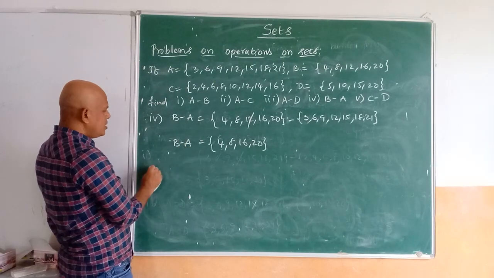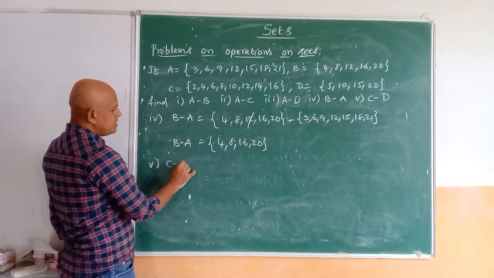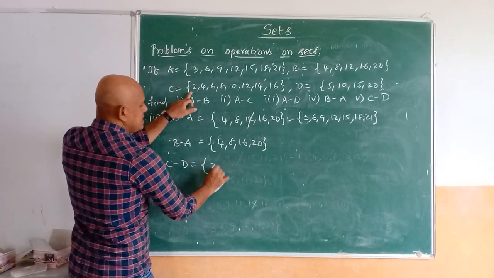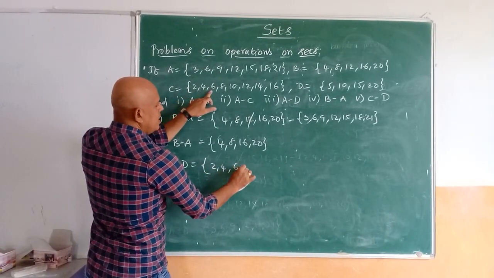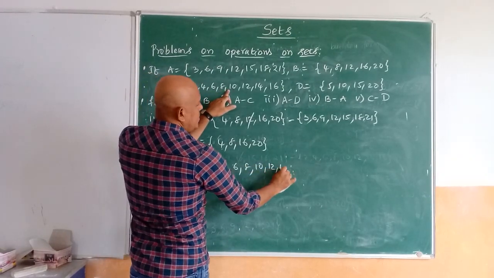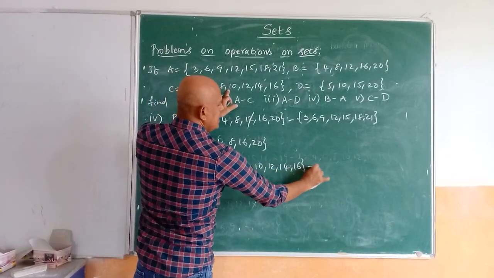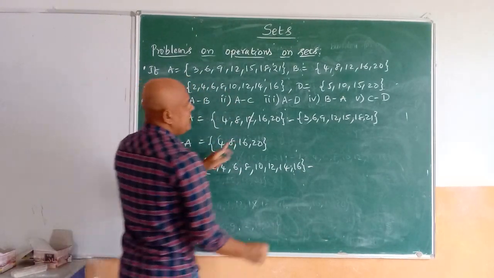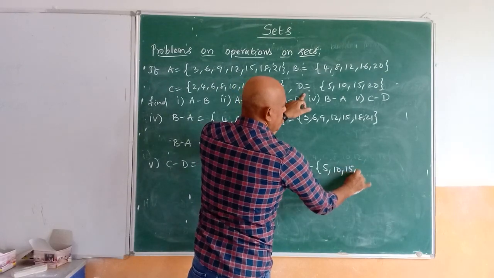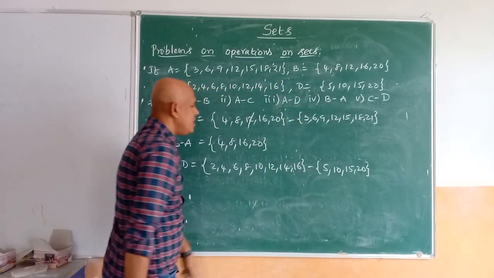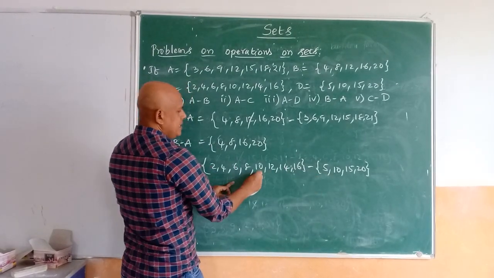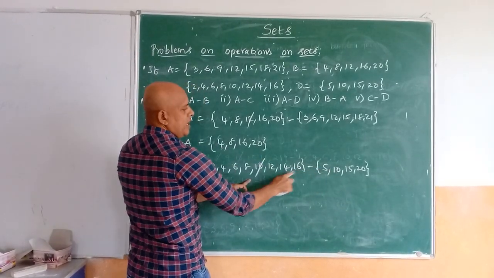Let us move to the last one, the fifth one, C minus D. First of all, you should write the C elements. What are the C elements here? 2, 4, 6, 8, 10, 12, 14, 16 minus the D elements, that is 5, 10, 15, 20. First of all, find out the common elements. So 5, there is no 5. 10, yes, there is a 10. 15, there is no 15 and there is no 20.